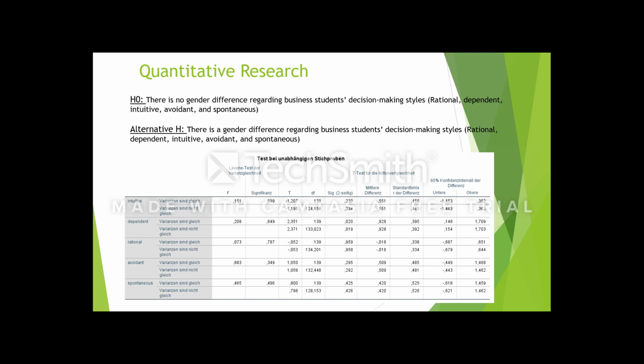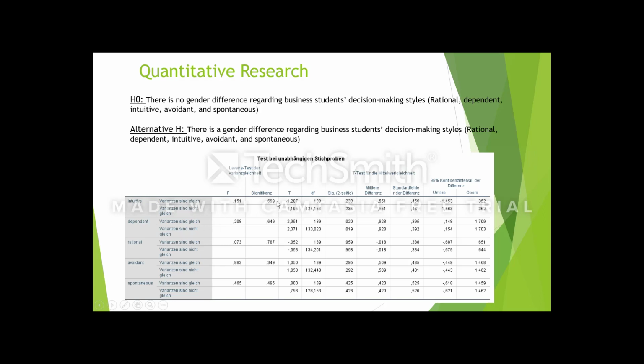As I already explained, the standard deviations are quite the same. We expect a significance level of 5%, so 0.05. But here you can see that the significance level is higher than the expected significance level. Therefore, we assume that the variances are equal. So we only have to read the first line of each variable.